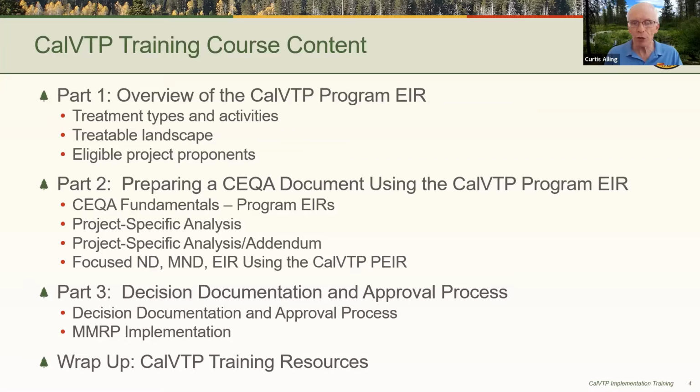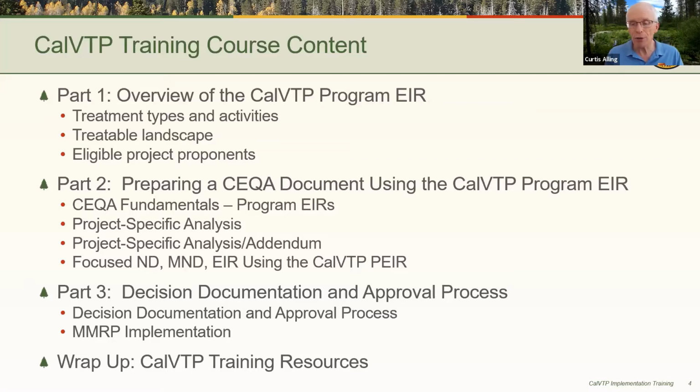We'll begin with an overview of the CalVTP Program EIR, what it is, what is covered by it, and how to use it. We'll then talk about preparation of CEQA documentation for consistent projects that are later activities following the program EIR, including the project-specific analysis. Third part will be to discuss the decision process and the documentation needed to support that. And then the fourth will be the CalVTP program training resources.